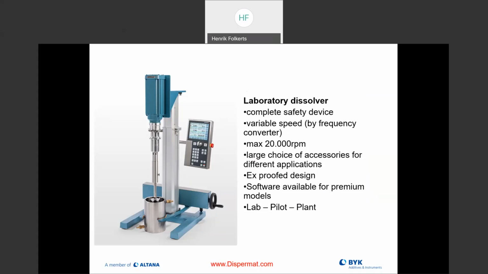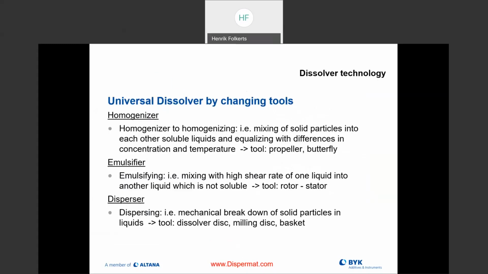With the VMA modular design concept, we have a variety of different accessories, different tips that you can add on. We can also add on a basket mill onto the same type of equipment. So you are very flexible with using a VMA Dispermat. The Dispermat allows you to be basically very universal. You can use it as a homogenizer, as an emulsifier, by adding a rotor stator, for example, or just as a true disperser with the Cowles blade, or adding different types of milling discs, or even a basket mill if you want to.